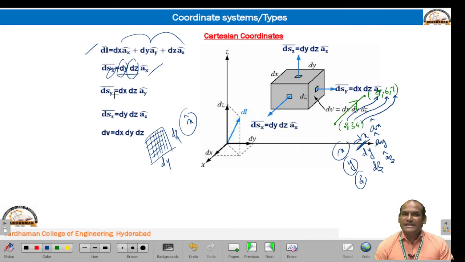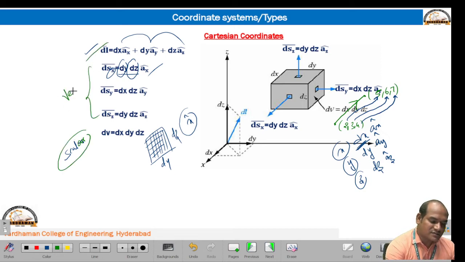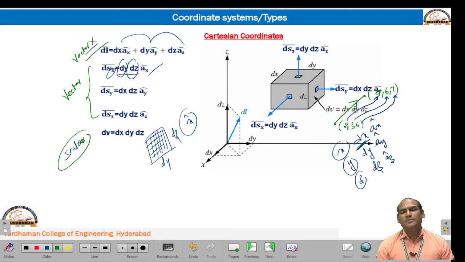Volume is a scalar, this is the thing you have to remember. Volume is a scalar quantity, but length and surfaces are vectors. Volume is generally created because of the multiplication of the 3 dimensions. So differential length dx is there, differential length dy is there, differential length dz is there. If you multiply these 3, the volume will be created.